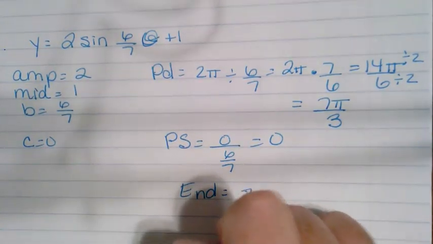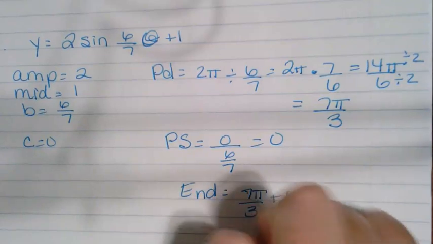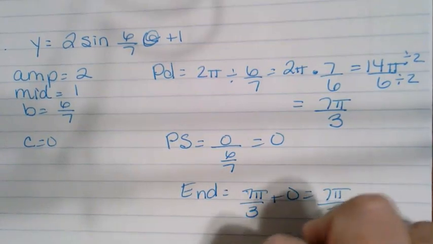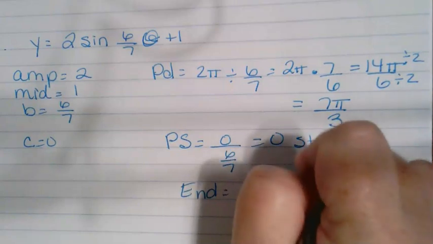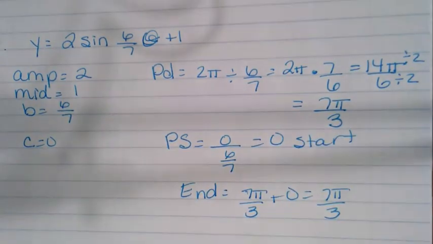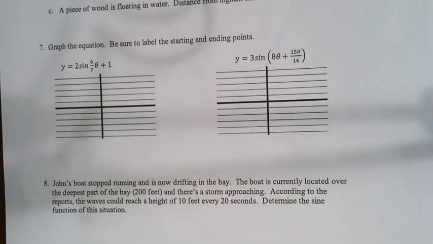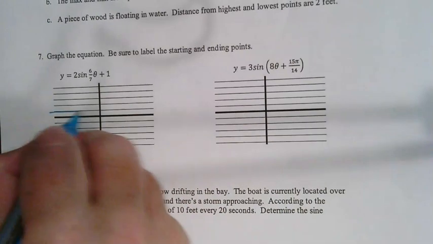My end, remember, it's PD plus PS. So here we go, my start. If you need to see that, just please hit pause. Here we go. Let's graph this little guy. Midline is at 1.